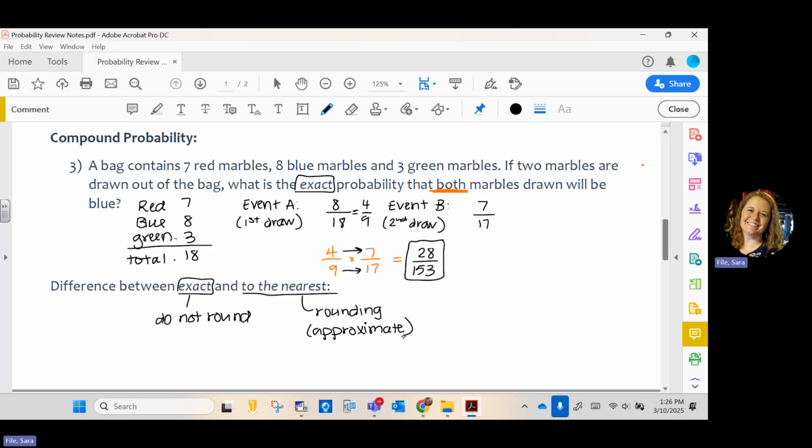So for instance, had this said find the approximate probability, it would be approximately 0.183. If I divided that, that could be a rounded decimal, but they want the exact, so we leave it as the fraction. But that's about or approximately 18% chance if we were doing that division. So far, so good?